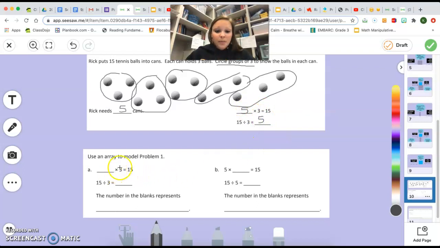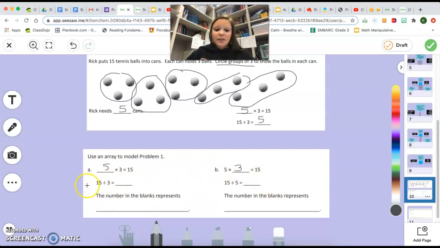Let's look at this problem. We have the same numbers here. So, what times 3 equals 15? Let's count by 3s. 3, 6, 9, 12, 15. 5 groups of 3 equals 15. Now we need to know 5 times what equals 15. So let's count by 5s. 5, 10, 15. 3. 5 groups of 3 also equals 15.